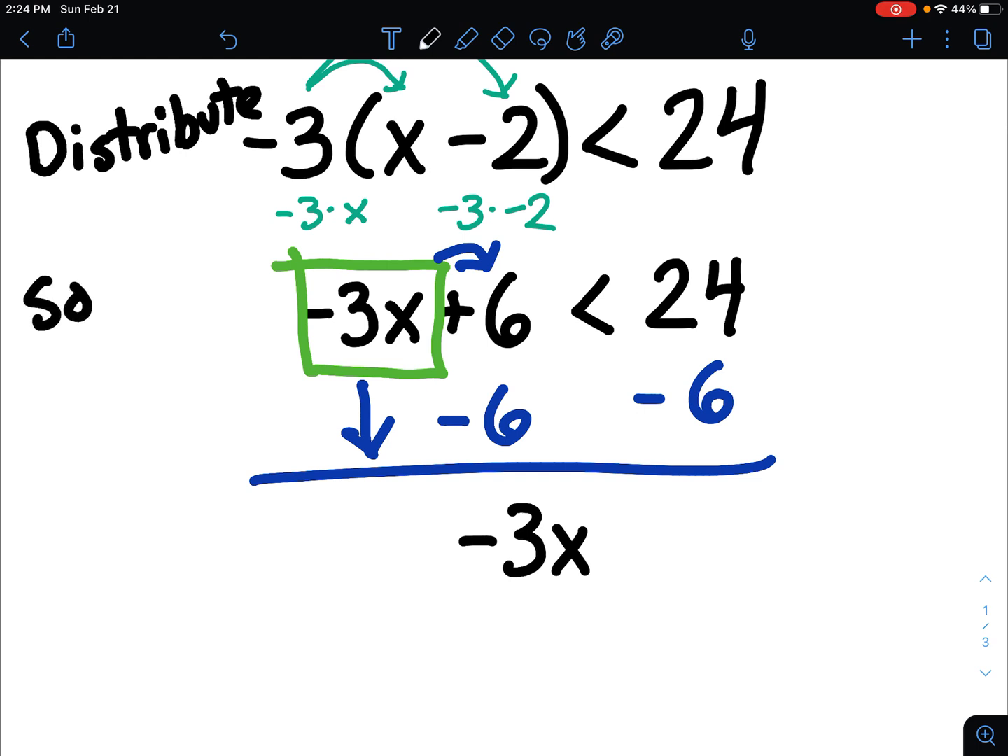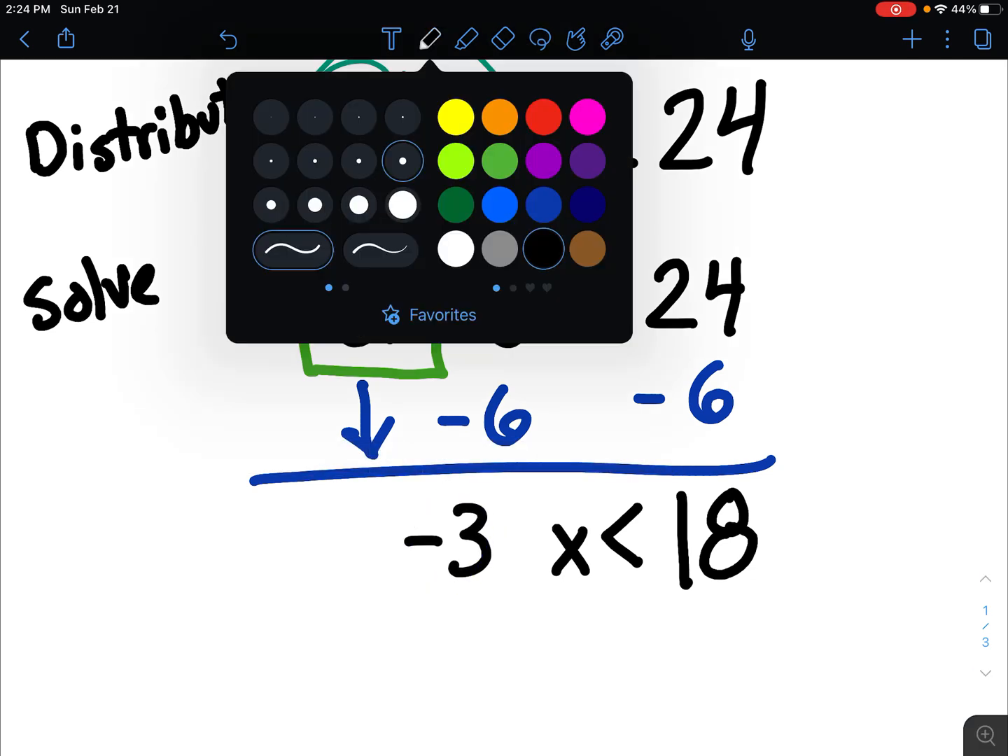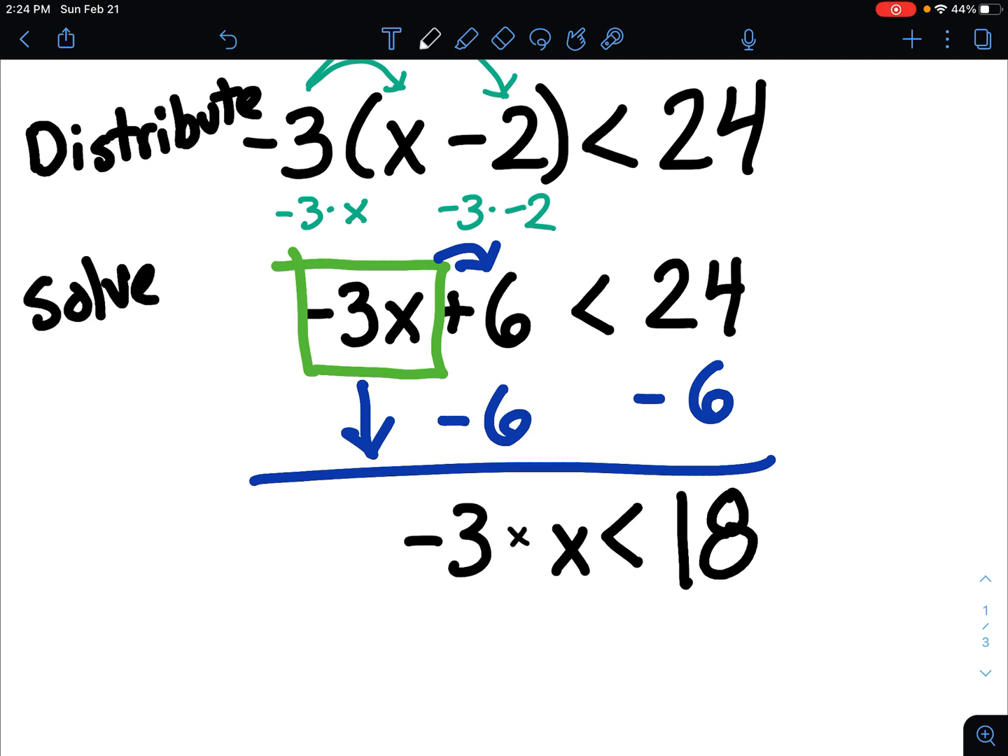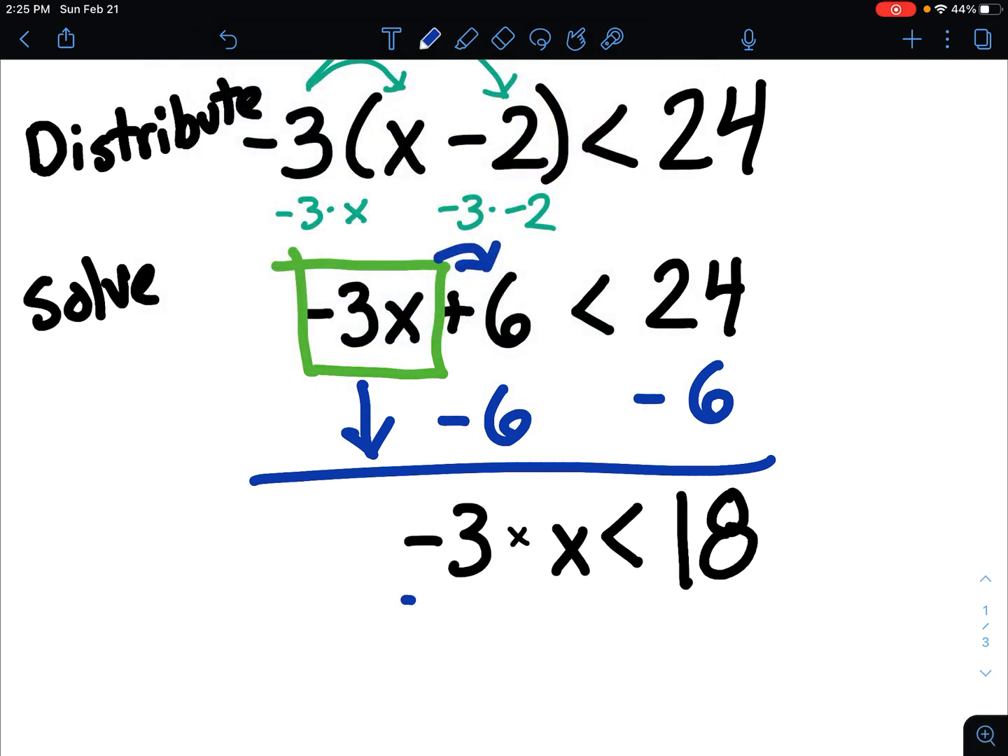And then I'm just solving a two-step, which is what we've been doing for, seems like forever now, and you guys are great at it. So 24 minus 6 is 18. And now, remember, this right here is actually multiplication. When it's written like that, I'm actually multiplying those two. So the opposite of multiplication is, of course, division. So I'm going to divide by -3.